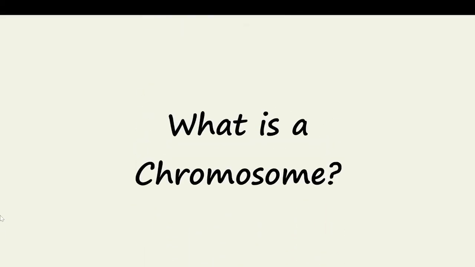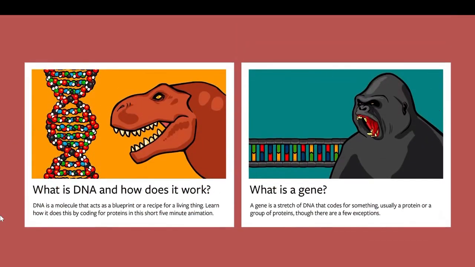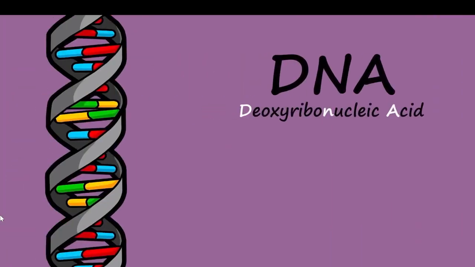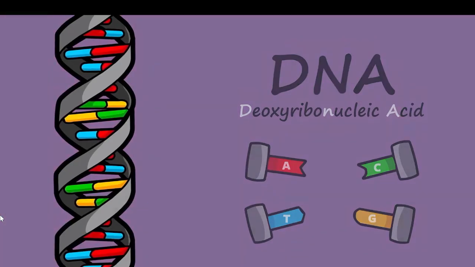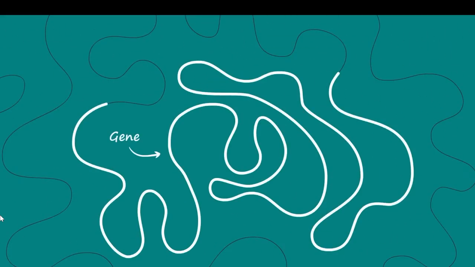What is a chromosome? In previous animations, we learned that DNA is a spiraling chain-like molecule made up of 4 different types of nucleotides. Scientists have labeled them A, C, T, and G. We also learned that a gene is a long stretch of DNA, a specific sequence of A's, C's, T's, and G's that code for something.